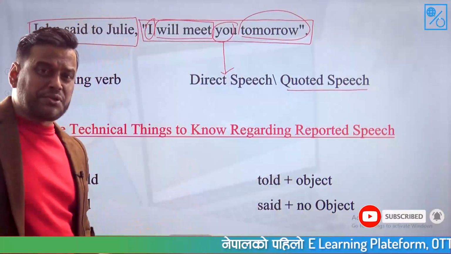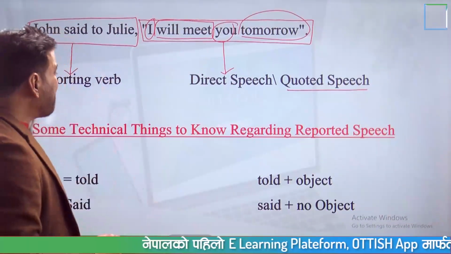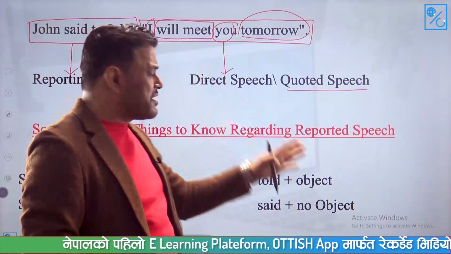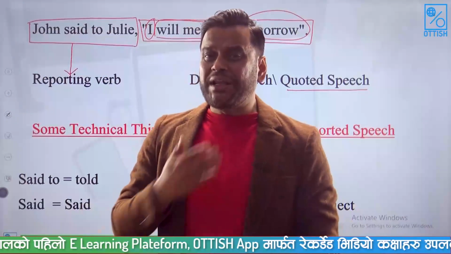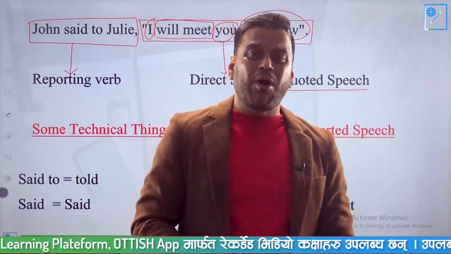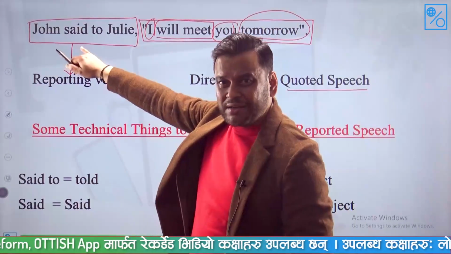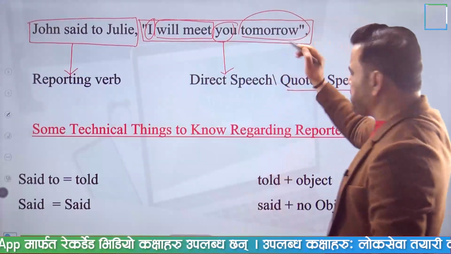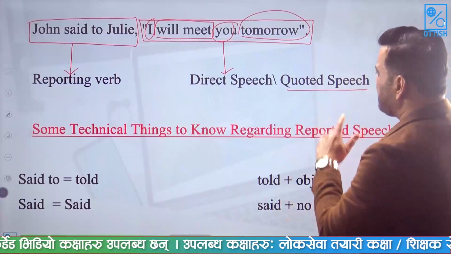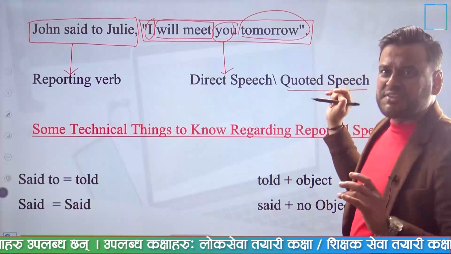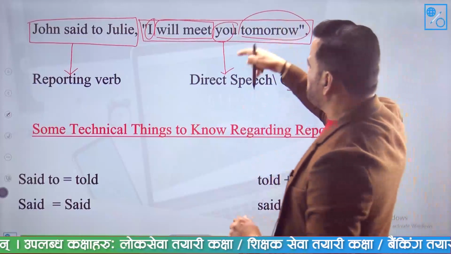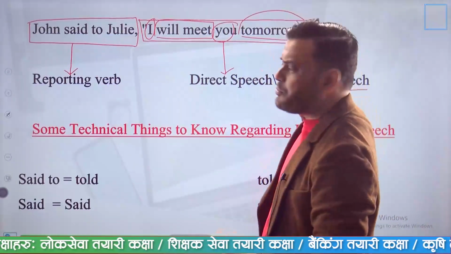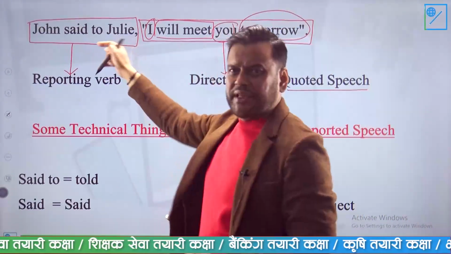और मैले तपाईलाई धेरैचोटि several times I may say reporting verb, I may say direct speech or quoted speech. Whenever I say reporting verb, you have to understand this part, and whenever I say quoted speech or direct speech, you have to understand this part. अब तपाईले बुझ्नुभयो. मैले quoted speech भन्दा तपाईले quotation mark भित्रकोलाई बुझ्नु होला. Reporting verb भन्दा तपाईले यसलाई बुझ्दिनु होला.